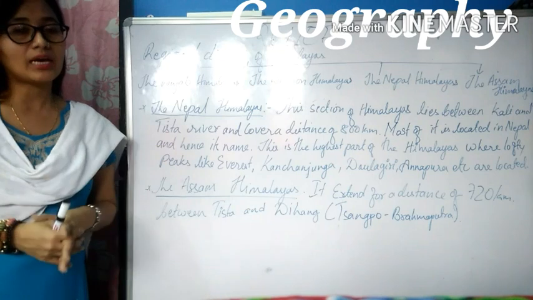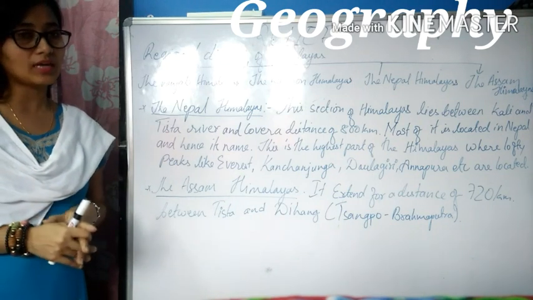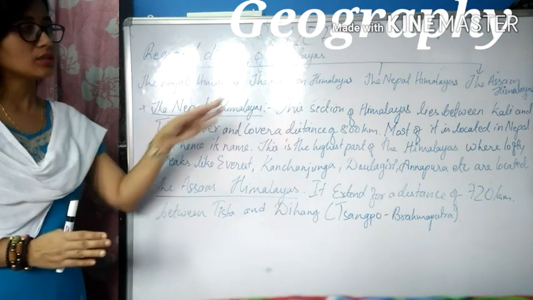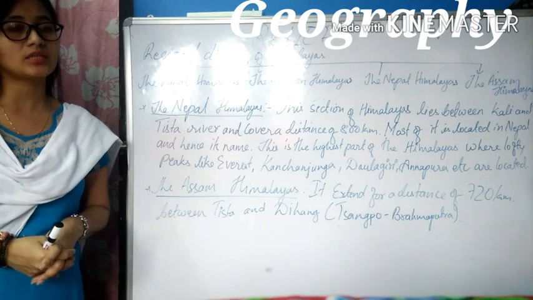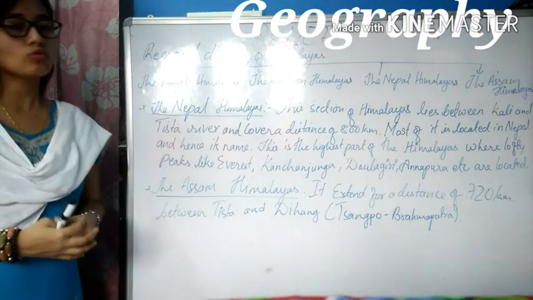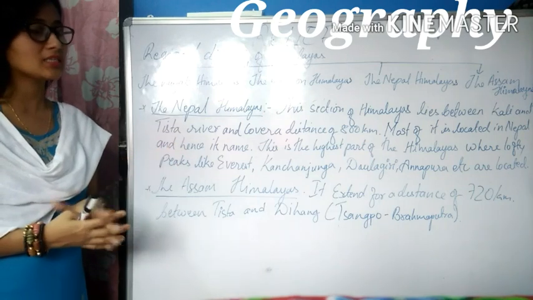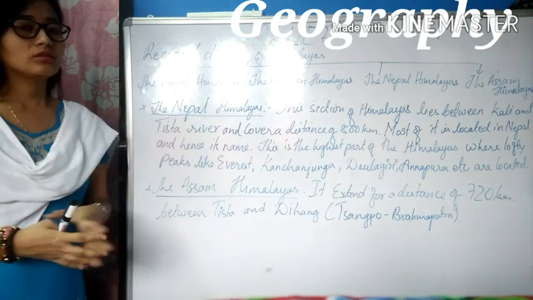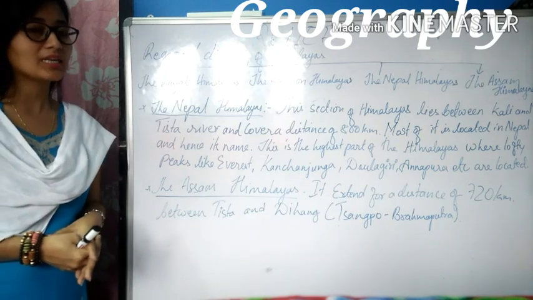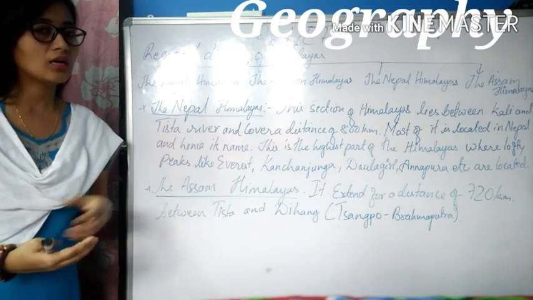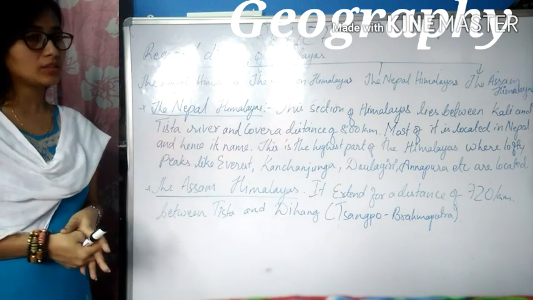This section of Himalayas lies between the Tista river and the river Kali. It falls between the river Kali and the river Tista and covers a distance of 800 kilometers. Most of it is located in Nepal, hence it is named after Nepal. This is the highest part of the Himalayas where lofty mountain peaks like Mount Everest, Kanchenjunga, Dhaulagiri, Annapurna are located.